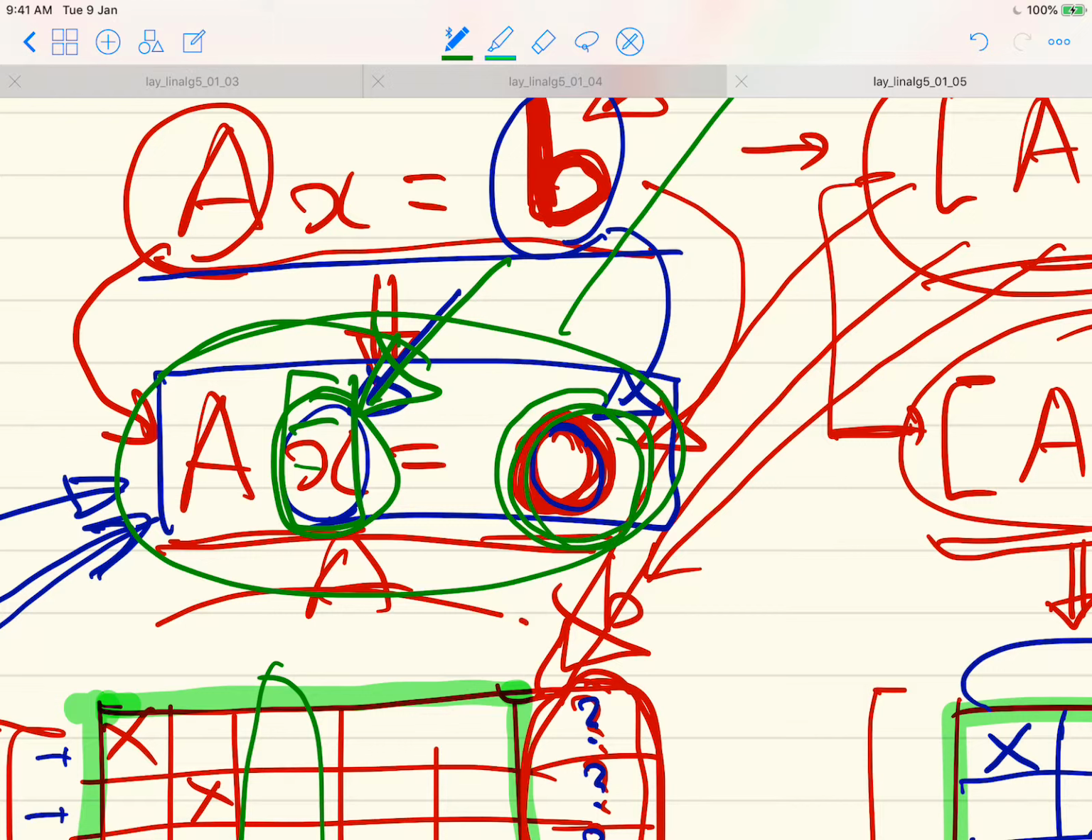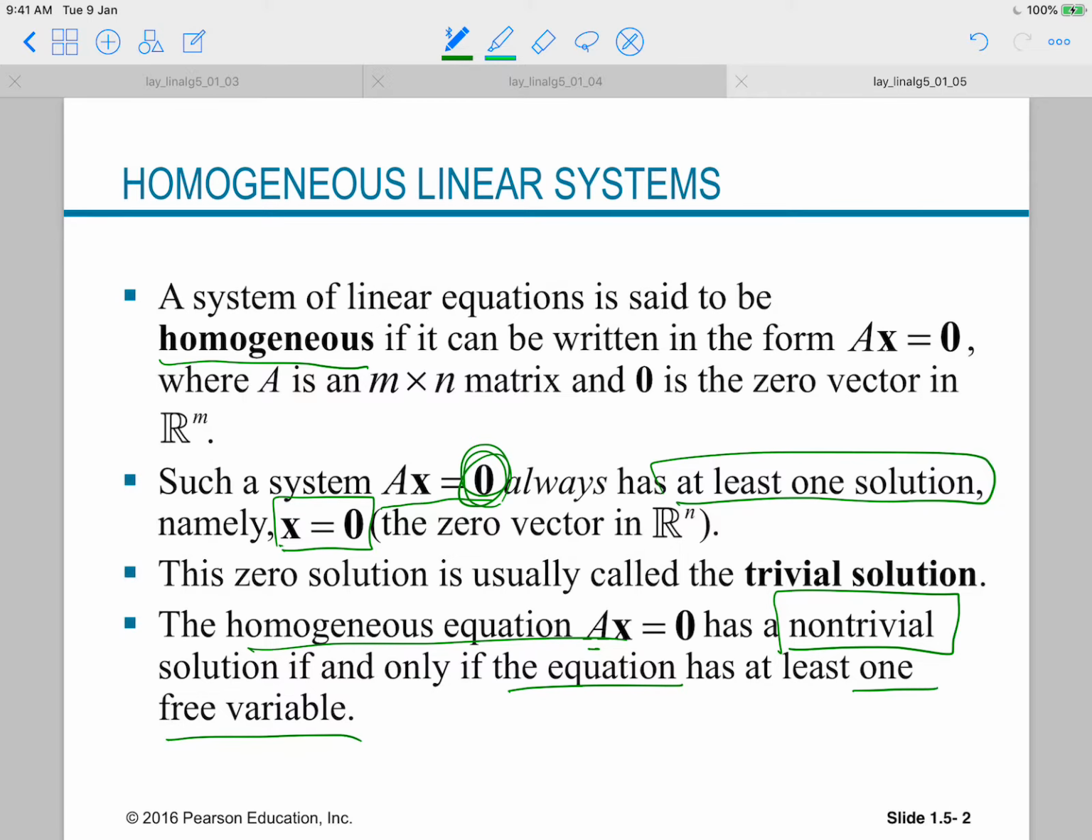Right, so let's go through our slide. We already studied the definition of our homogeneous linear system. This homogeneous linear system, where we replace this B part with zero, always has at least one solution, which is trivially obtained as a zero vector, right? Okay, and when this homogeneous linear system has a non-trivial solution, which is other than the all zero solution, it is the same as our linear system having at least one free variable.